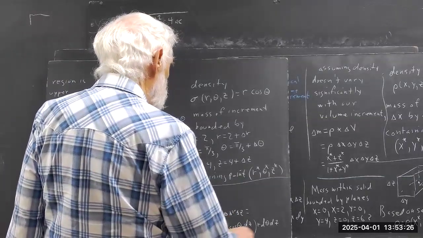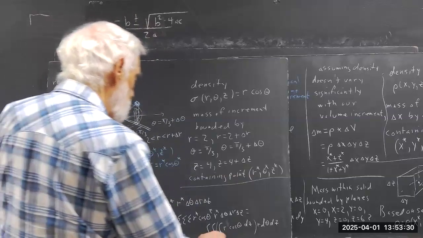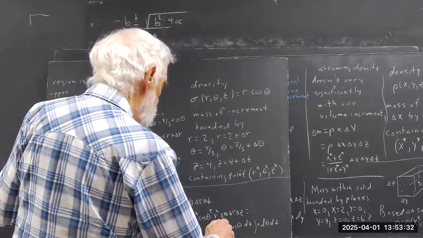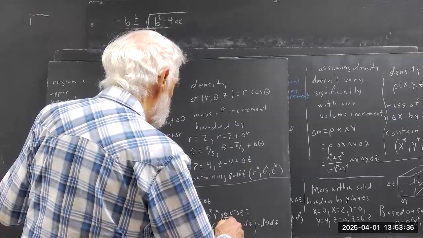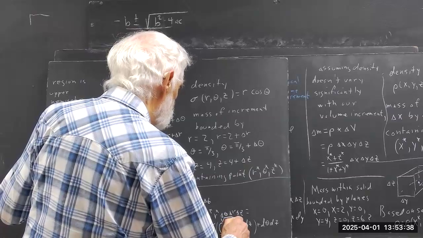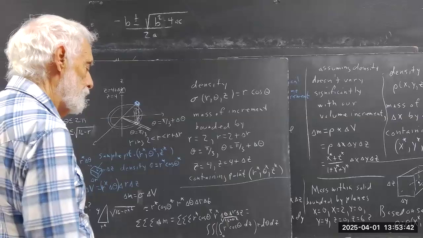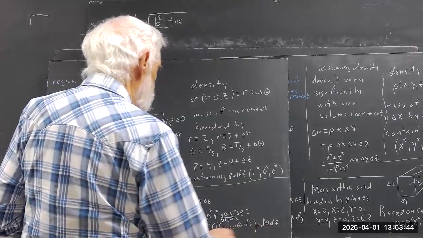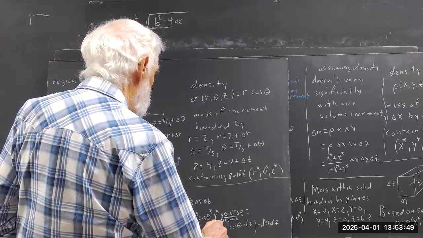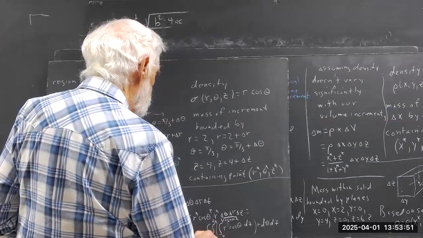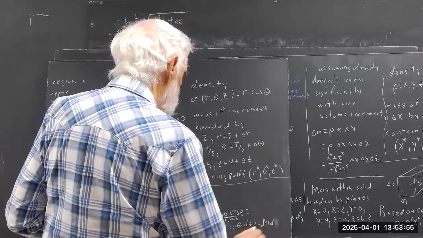Okay, the limits of the integral. Well, Z is going to go from 0 to the square root of 16 minus R squared. Theta is going to go from 0 to 2 pi. And Z, I'm sorry, not dz.